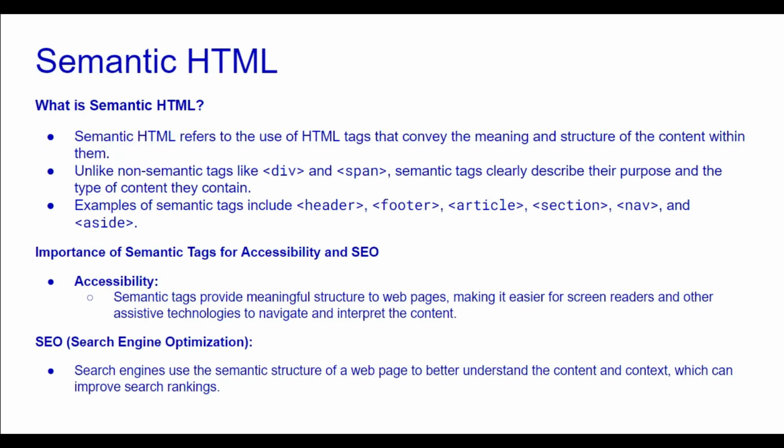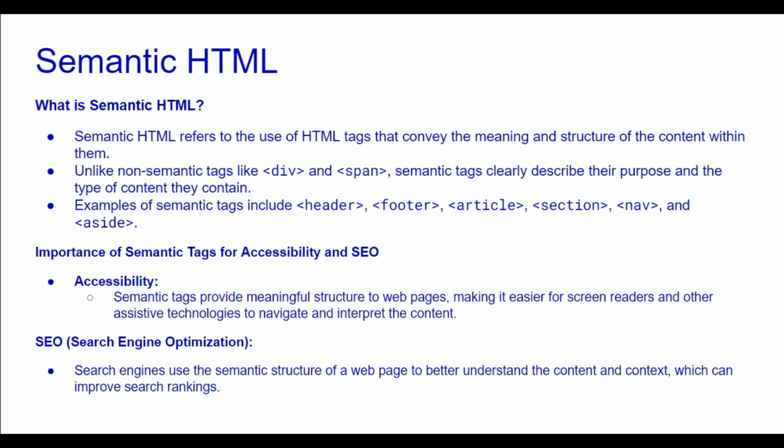Now what are semantic elements? Semantic HTML refers to the use of HTML tags that convey the meaning and the structure of the content within them. Unlike non-semantic tags like div and span, semantic tags clearly describe their purpose and the type of content they contain. Examples of semantic tags include header, footer, article, section, nav, and aside.